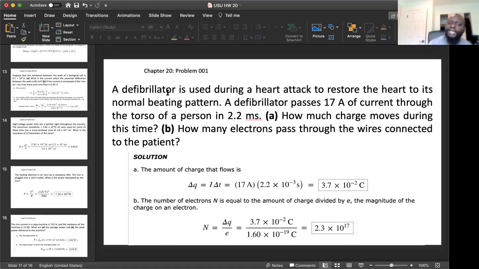So charge over time is current. So charge is current times time. This is the charge flow over the change in time, and that charge flow over time is the current. So multiply the current by the time taken, and we get the charge.